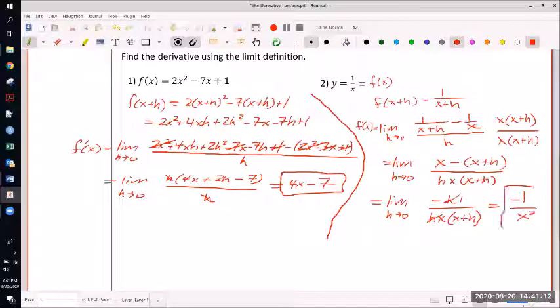And that, in fact, is the derivative of 1 over x. Again, for any value of x, this derivative will give me the slope of the tangent line or the instantaneous rate of change of this function at that point. And that's it.